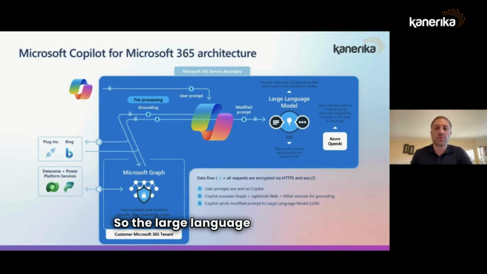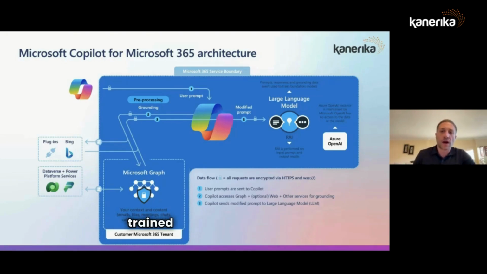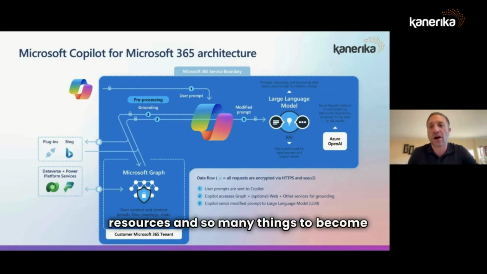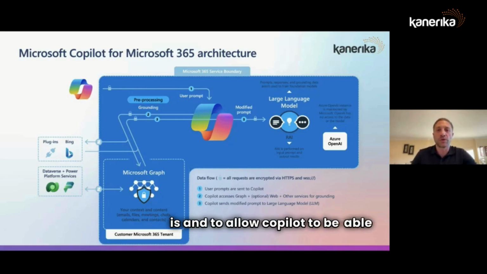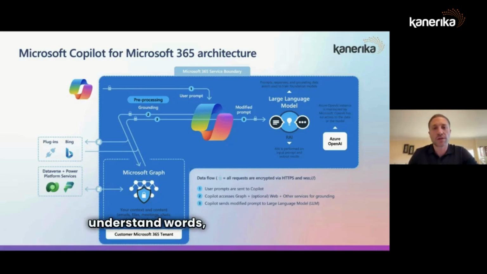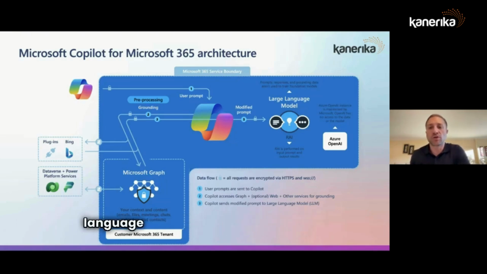The large language model is basically that hugely trained library that has been fed with books and resources and so many things to become what Copilot is, and to allow Copilot to understand words, context, meaning, and converse with you. So the grounding happens in the graph, using the semantic index. Then it goes to the large language model.